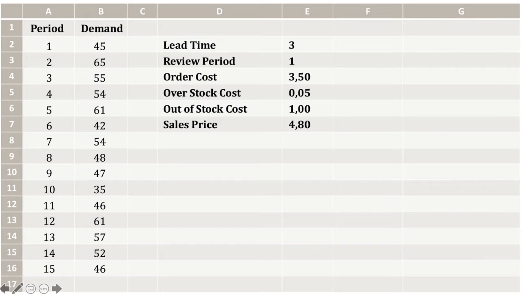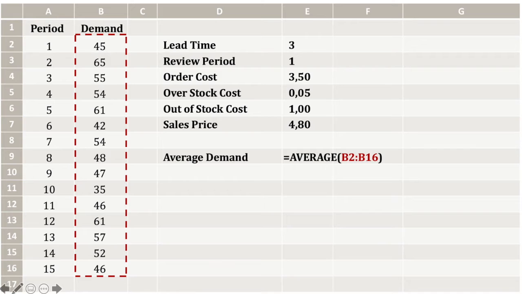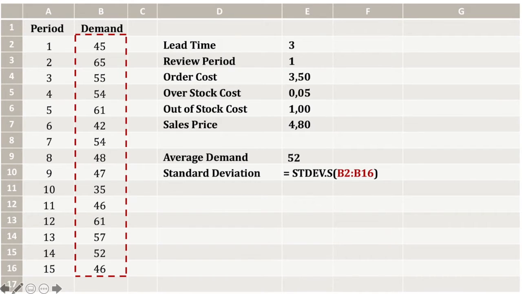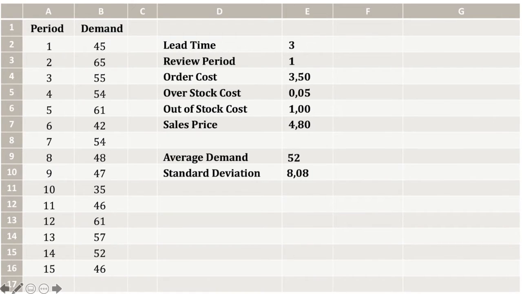For the calculations of the target inventory level, we have to obtain the average demand and the standard deviation. For the average demand, we use the Excel formula average and apply it on the demand. To obtain the standard deviation, we again use an Excel formula that directly calculates the standard deviation of our demand. In the case of our retailer, the average demand for toilet paper overall is 52 and the standard deviation is 8.08. For the next step, there are two options.